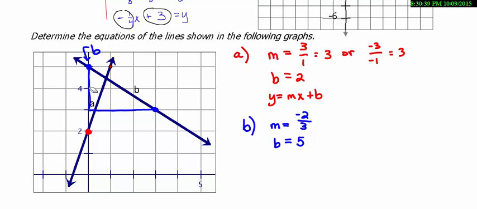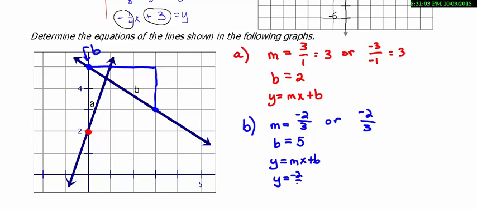Now if I wanted to think of it in reverse, I could have done my run of 1, 2, 3. So I could say run of 3 and a rise of 1, 2. Which is going to give me, again, negative 2/3. So let's think of this in terms, again, of y equals mx plus b. And let's fill in negative 2/3 for m and 5 for b. So we have the equation y equals negative 2/3 x plus 5.